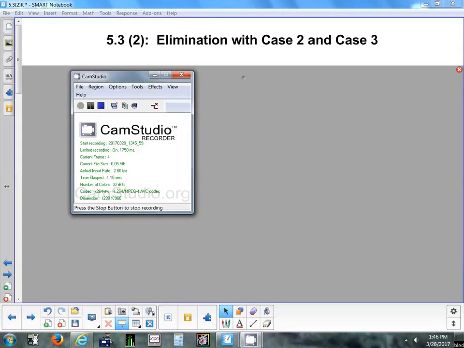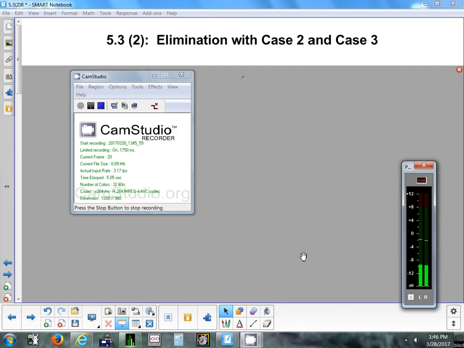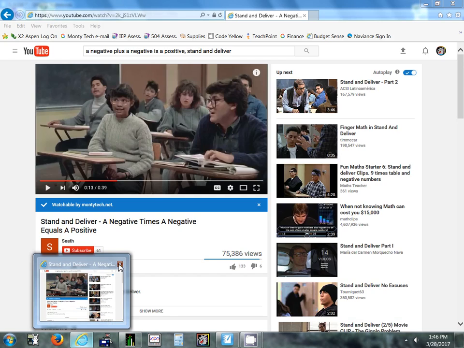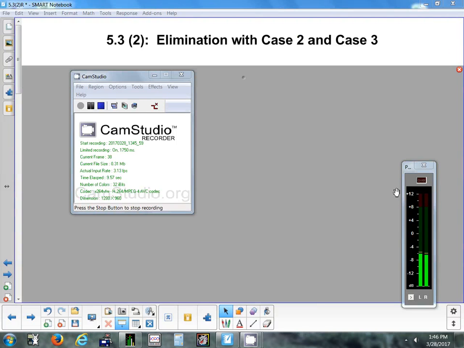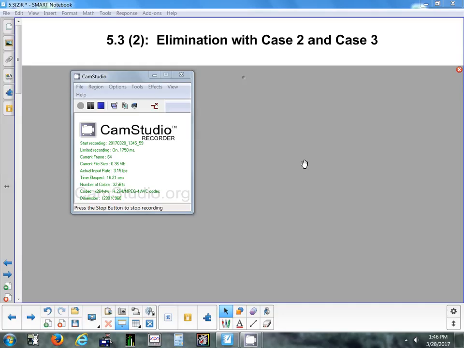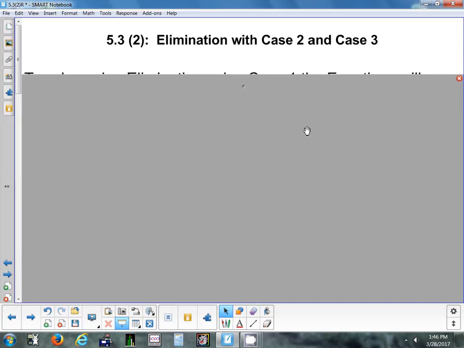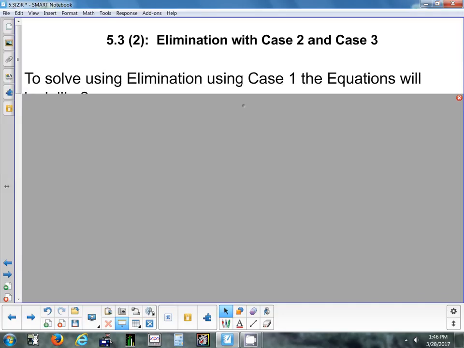All right, so guys, yesterday we looked at elimination, where it was already set up for you. We might have had to rearrange the problem to get it in the right format, but we didn't have to do anything other than that. It was all set to eliminate, we could just do it. Today we're gonna have to do a little bit more. So, quick recap.